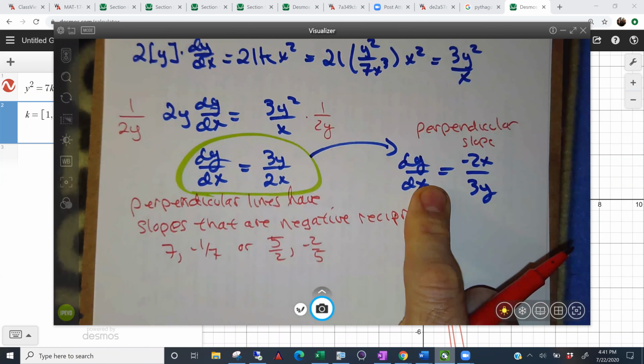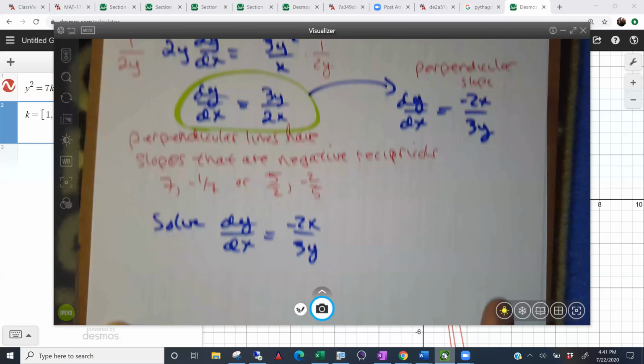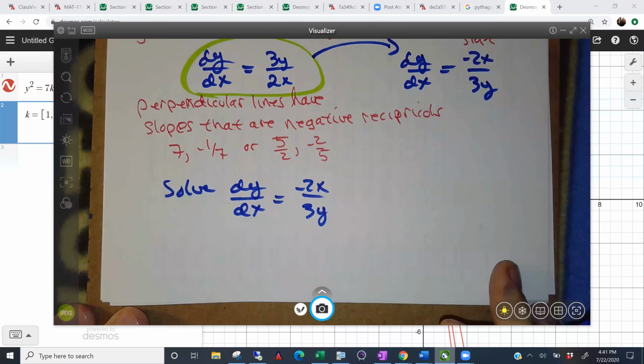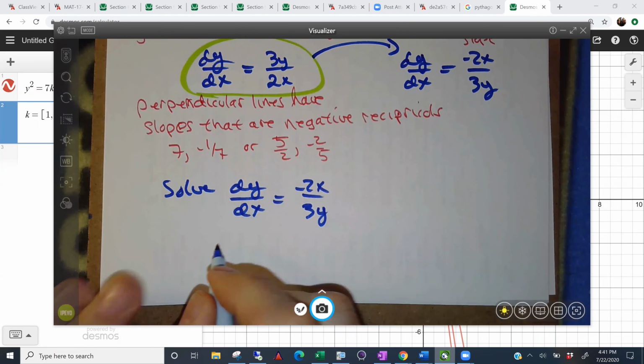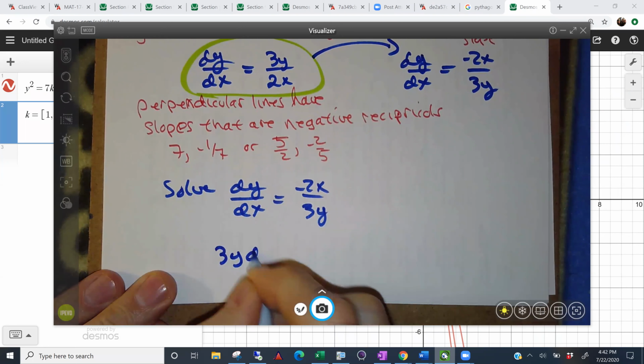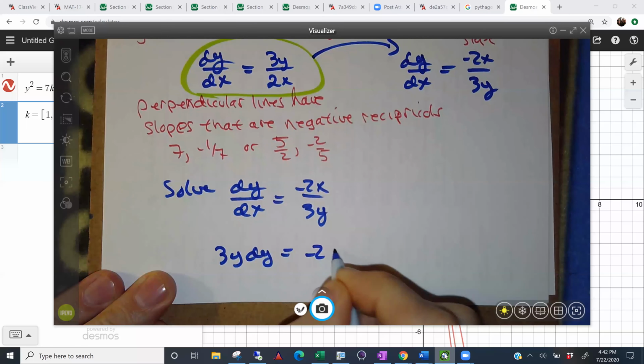And now we're going to finish up by solving this. Solve dy by dx equals negative 2x over 3y. Well, this is a nice proportion. I can just cross multiply. I get 3y dy equals negative 2x dx.